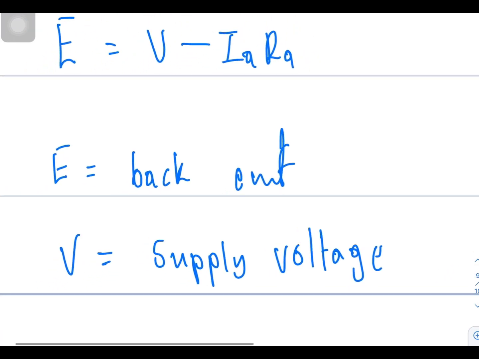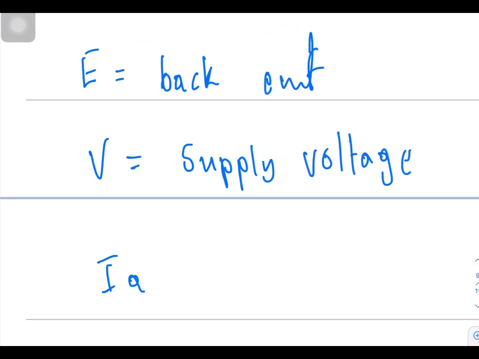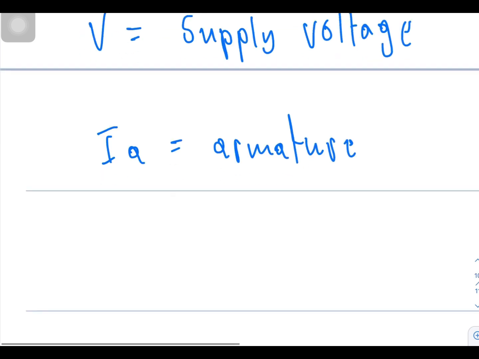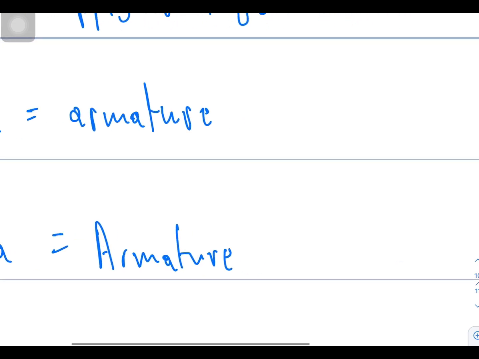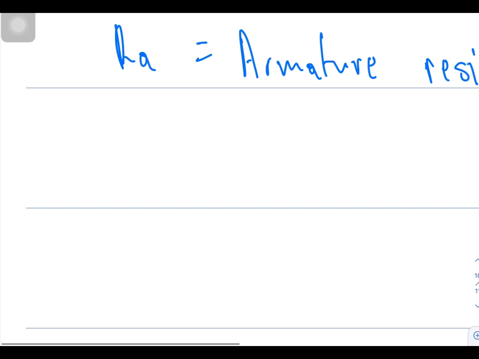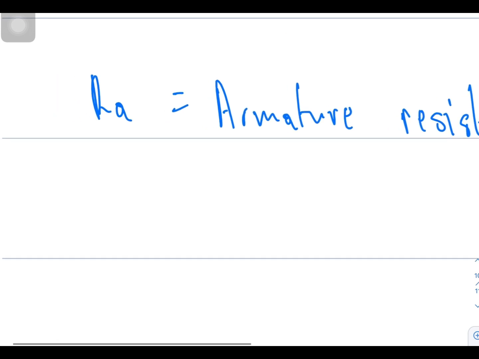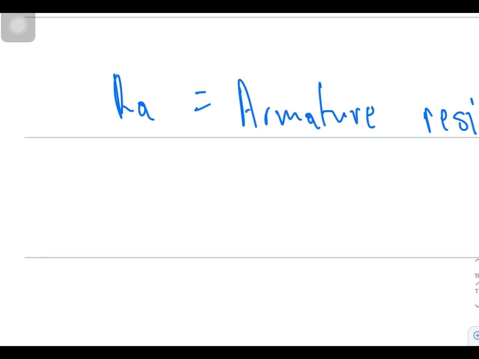V is equals to the supply voltage. Then I is the armature current. Then RA is saying armature resistance.